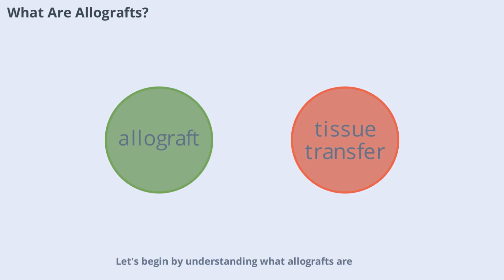Let's begin by understanding what allografts are. Allografts refer to the transfer of tissue between two individuals of the same species but with different genetic makeups. Unlike autografts, where tissue is taken from the same person, allografts avoid causing surgical trauma to another part of the patient's own body.